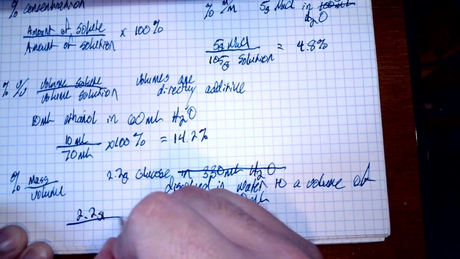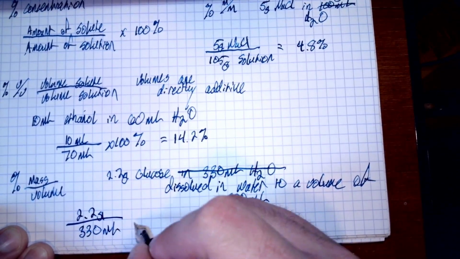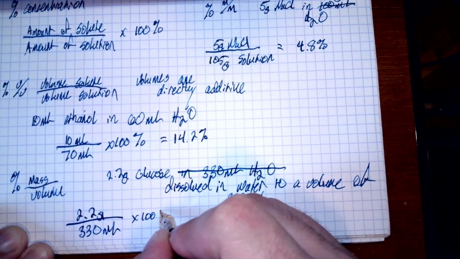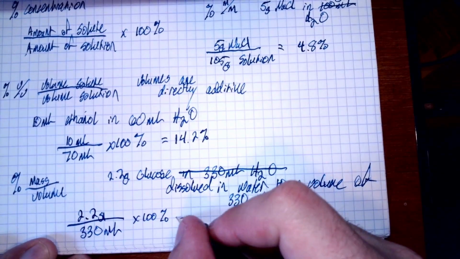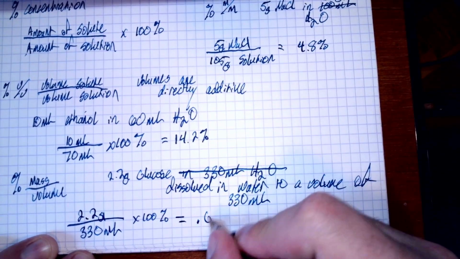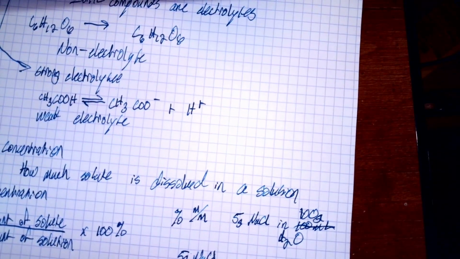Right, so 2.2 grams over 330 times 100%. And we get 0.67%. All right. So that's how we do percent mass over volume.